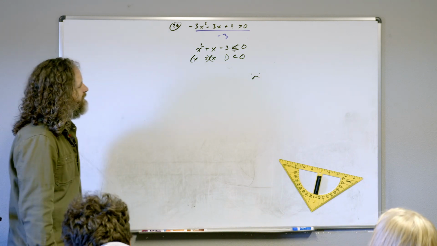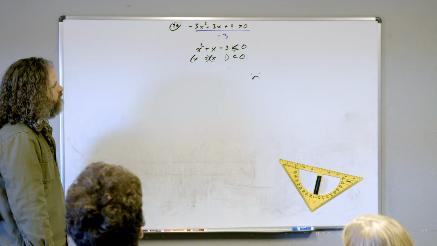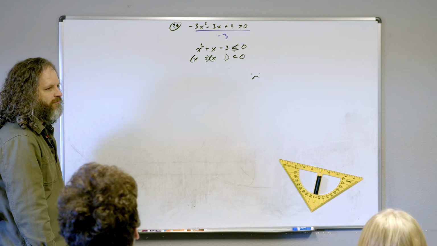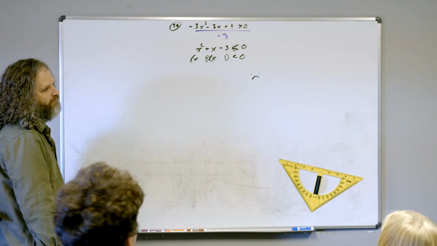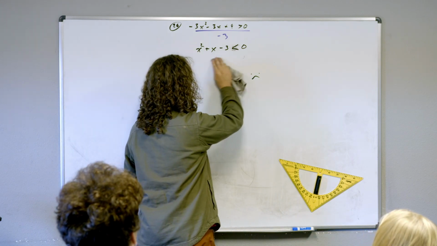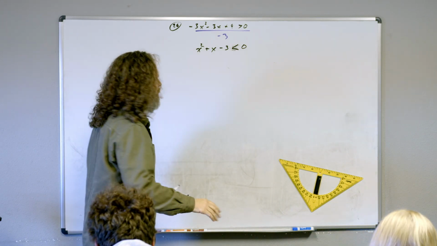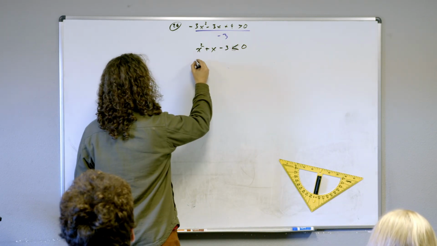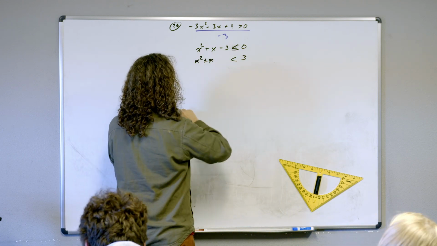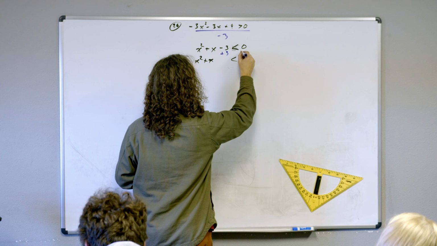So, how do we do it? Find the square root? Complete the square. We can complete the square or use the quadratic formula, either one. Complete the square sounds great. Let's do it. So, x squared plus x is less than 3, because we would add 3 to both sides. What would we do then?